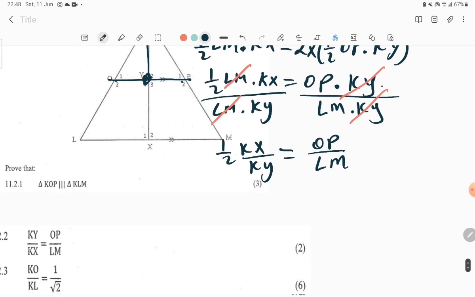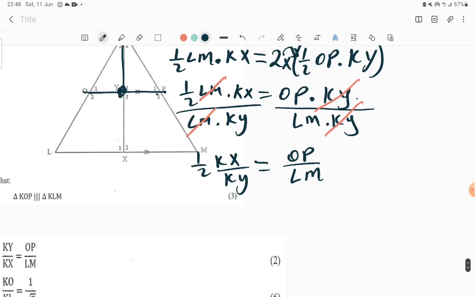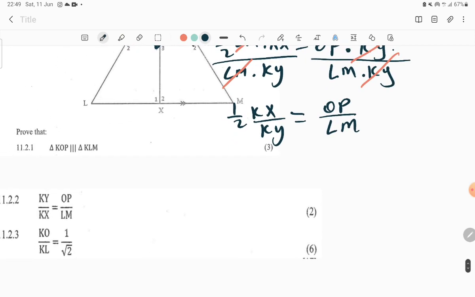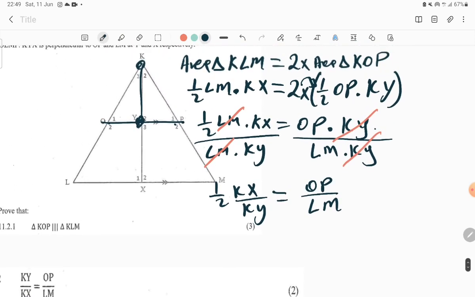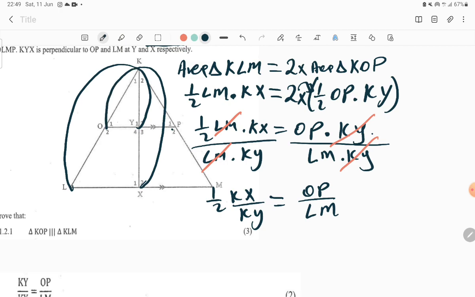Okay, now I really want us to think twice, just to have something that has to do with KO and KL. We know that KX over KY is the same as KL over KO. Okay, so this is the proportionality theorem that tells us. Let me repeat. This is what we have.